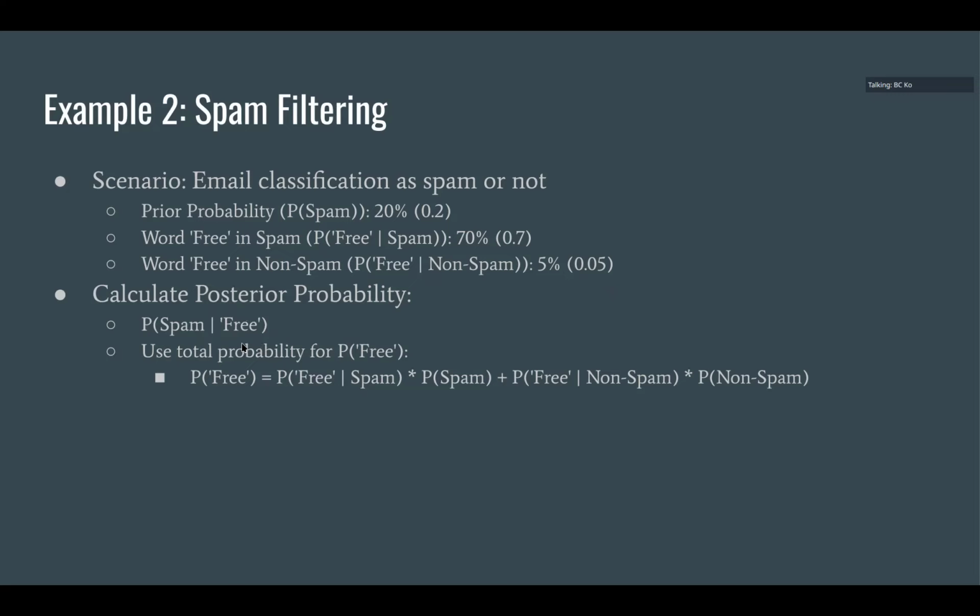And similar to the previous calculation, we would need to calculate the total probability of an email containing the word free. And it will turn out to be this. Probability of free equals probability of free given spam times probability of spam, plus probability of free given non-spam times probability of non-spam.